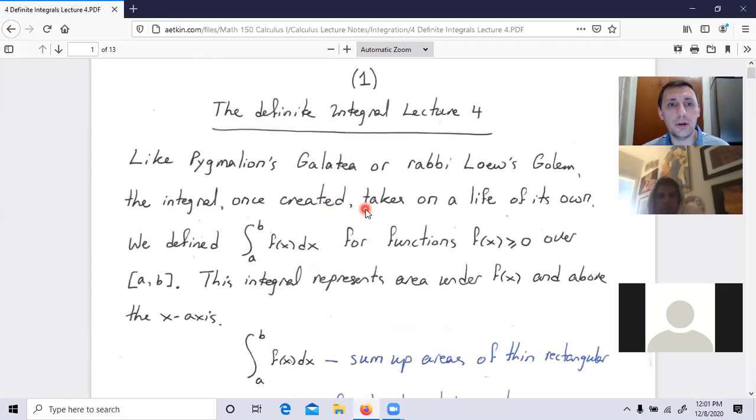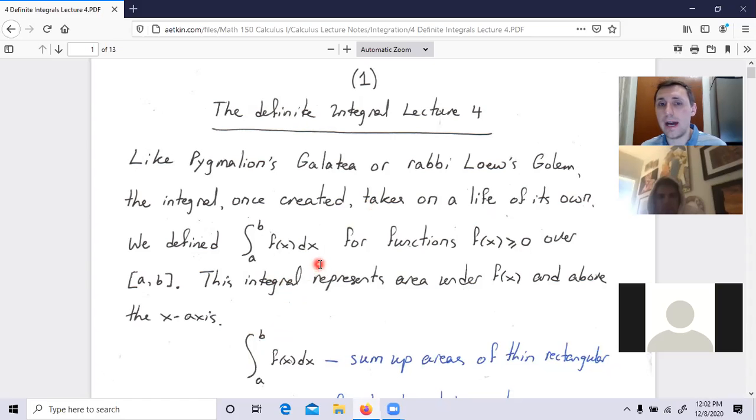Now we talk about definite integrals. So I'm not sure if you know Pygmalion's Galatea or Rabbi Löw's Golem, but the idea is this: once you give life to some idea, it will do what it does. It takes its own actions, its own decisions. You understand? So you intended the symbol to indicate area under the curve.